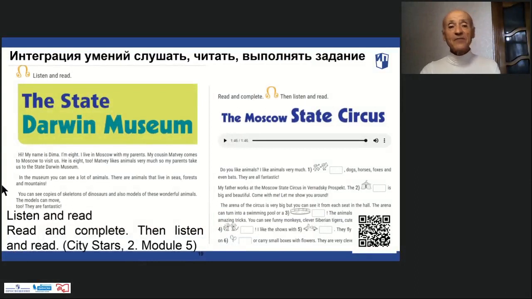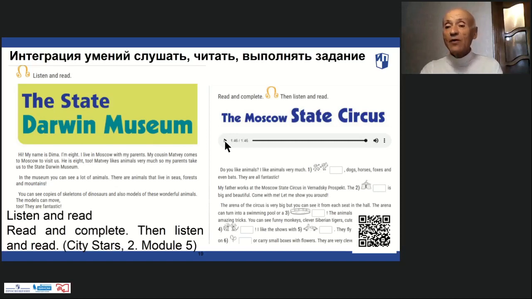This is one of the exercises, integrated skill of listening, reading, and doing the task. Listen and read the State Darwin Museum, and then read and complete, then listen and read. First read and complete without listening, and then listen and read. And in order to listen, everything is ready at this portal, everything works, everything is free. If you press this small arrow, you will be able to listen to the text.